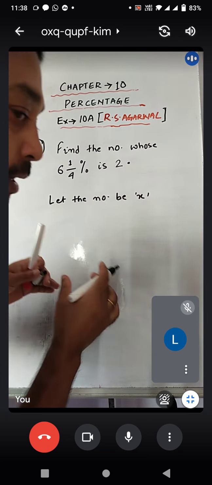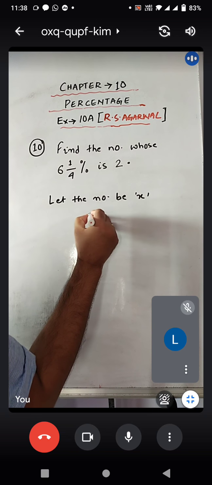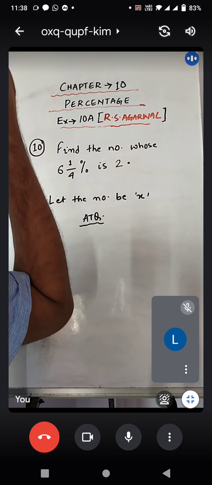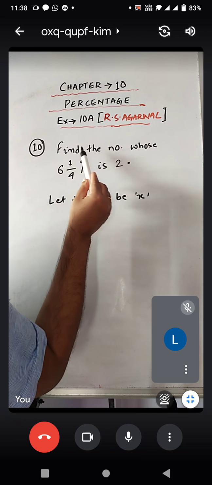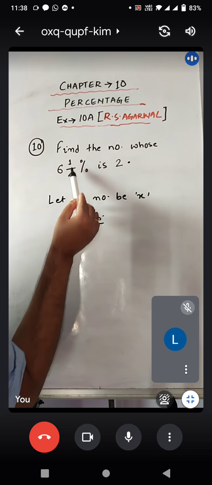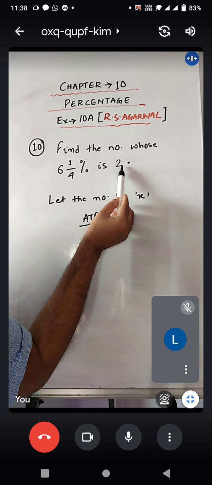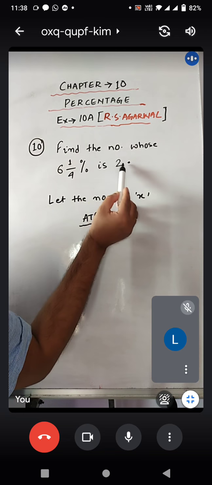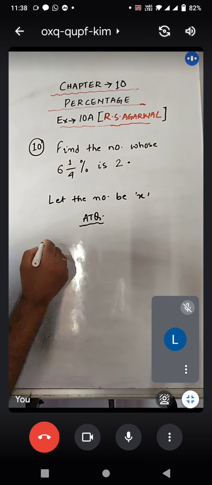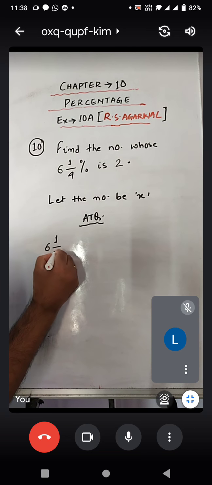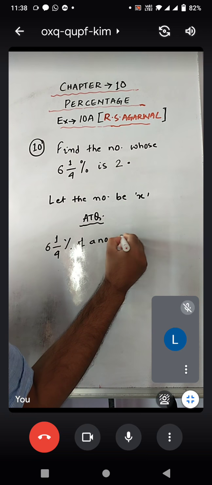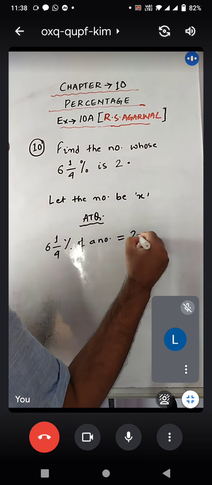Now we have to frame an equation. So according to the question, find the number whose 6 1 by 4% is 2. That means 6 1 by 4% of a number will give you 2. So how to write this? 6 1 by 4% of a number is equal to 2.